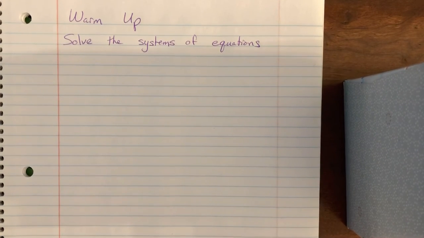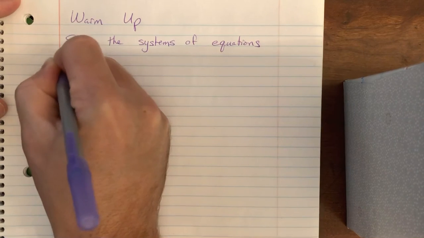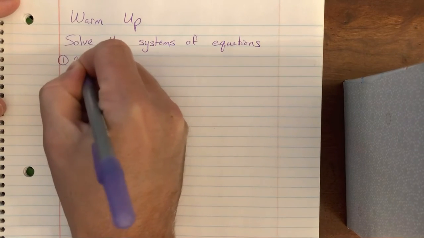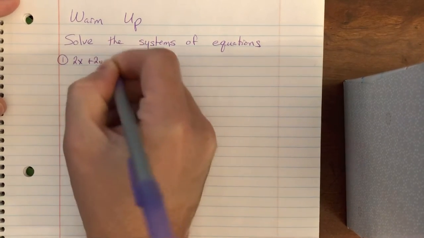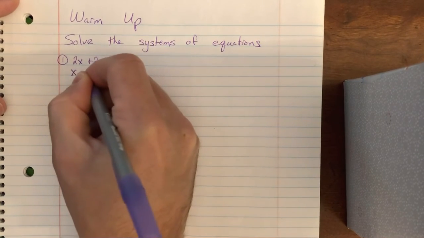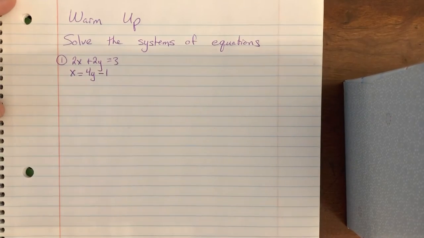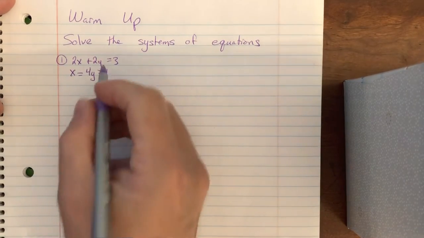Today, for section 1.4, we're going to solve three variable systems. So here's our warm-up. We're going to solve systems of equations. Our first example is 2x plus 2y equals 3, and our second equation is x equals 4y minus 1. If we see this right away, we notice that we can solve this using substitution.